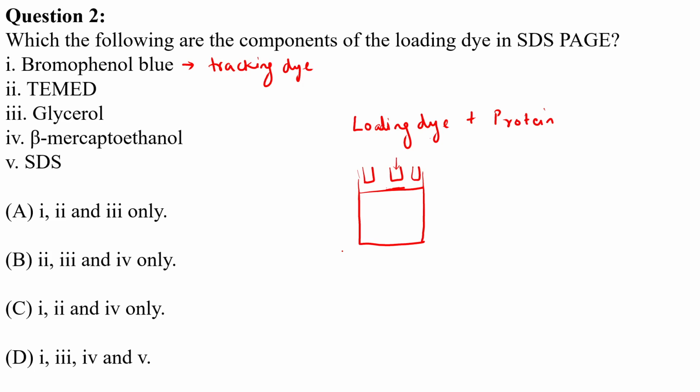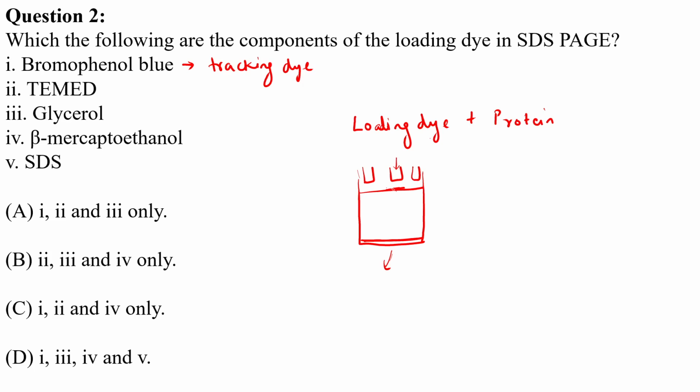We cannot see the protein by naked eye. So how do we know if the sample has run? Because if we keep on running, after a certain point, the proteins will come out in the buffer, right? So we have to stop the gel once the gel has completely run.